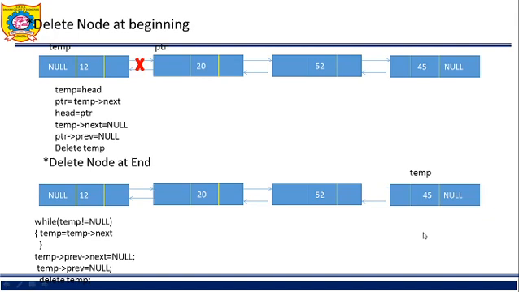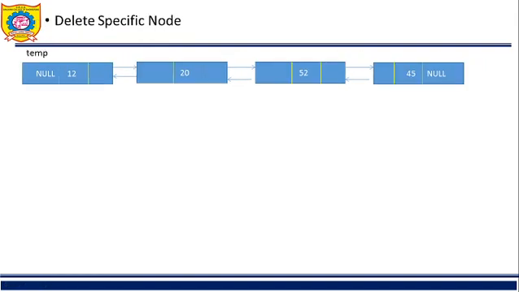We reached at temp, then remove the next pointer, that is temp previous next is equal to null. Now temp previous is equal to null. Okay, no connection between these two nodes. Now we can delete temp.